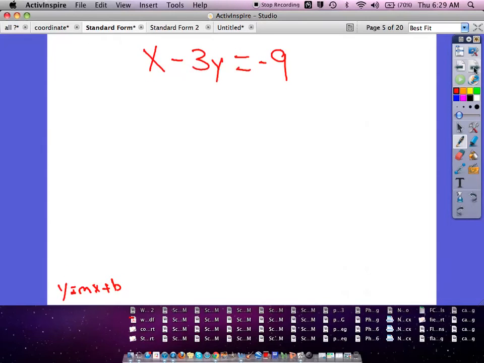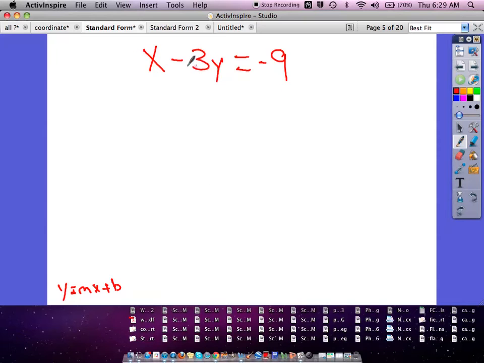All right, next up here, we've got x minus 3y equals negative 9. This is in standard form. We want to get it into y-intercept form, slope form. That's this down here. That's what you're used to. So what we need to do is get the y by itself.